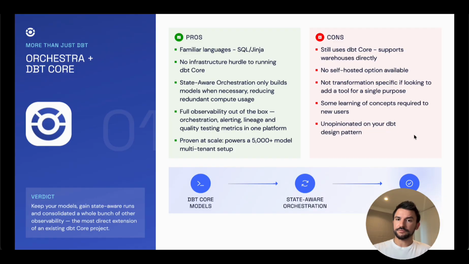So overall, probably the easiest way to enhance your DBT project and get a lot of kind of new production grade features out of the box, as well as improve it over time using things like agents and other kind of features of the platform.